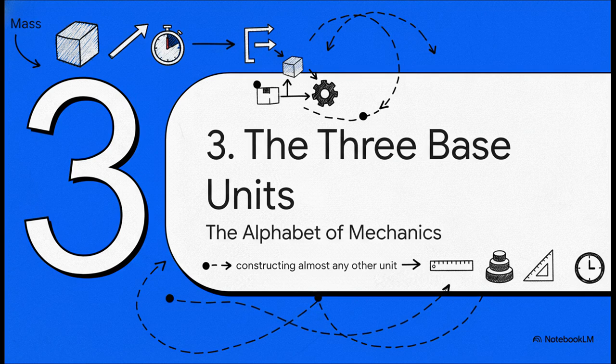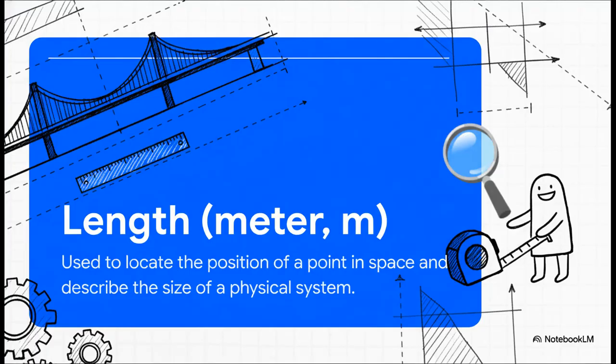Okay, so Section 3, the three base units. I like to call these the alphabet of engineering mechanics, because once you get these three down, you can build just about any other unit you're ever going to need. So first up, we've got length, and its SI unit is the meter. Now, I know this sounds super basic, but trust me, it is absolutely fundamental. When you look at an engineering drawing with dimensions in millimeters, or you calculate the span of a bridge in meters, you're using this base unit to define the physical world around us.